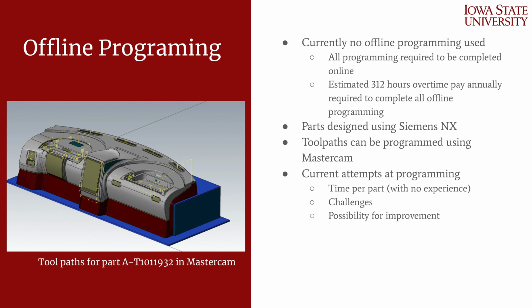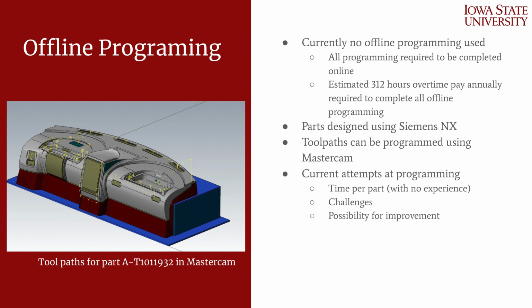Currently at our company, there is no offline program being used, which means that all tool paths must be programmed online. Currently, all the parts are designed using Siemens NX. However, we discovered that the parts can be programmed using Mastercam for the tool paths. Time per part is approximately 30 minutes to 2.5 hours for an inexperienced operator using Mastercam. And some of the challenges we're having are converting from 2 to 3 axis milling to 5-axis milling.